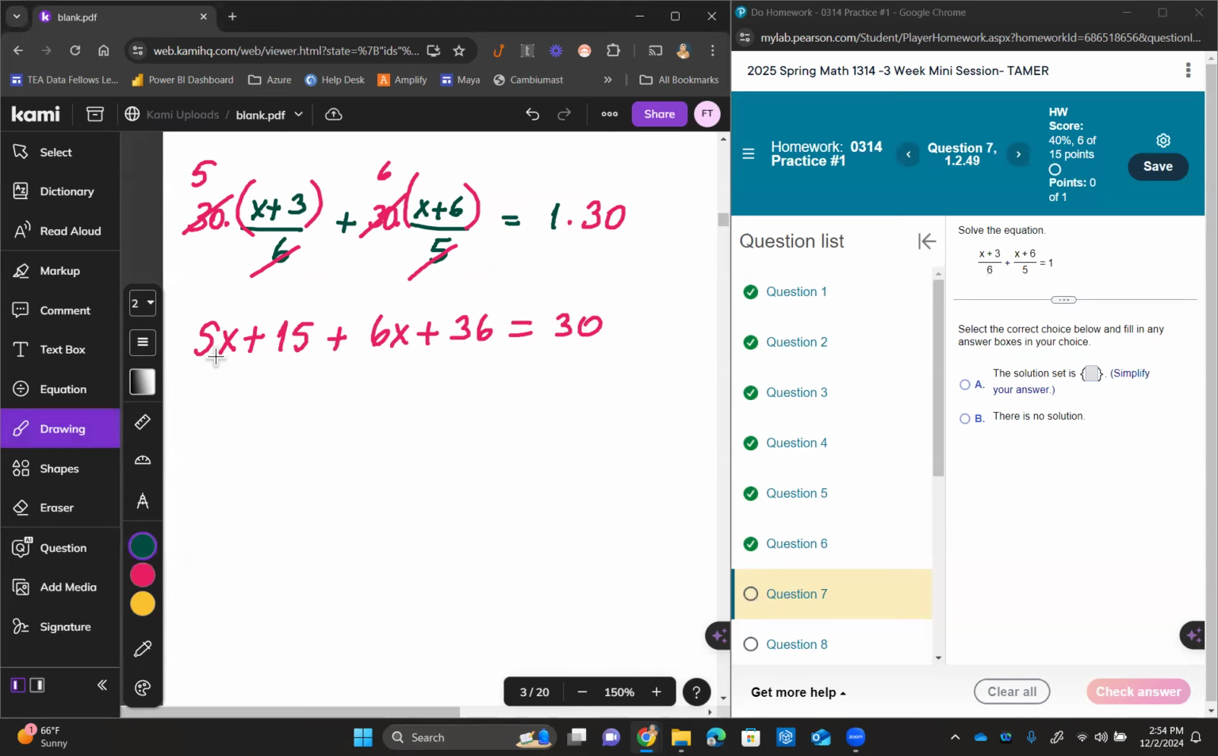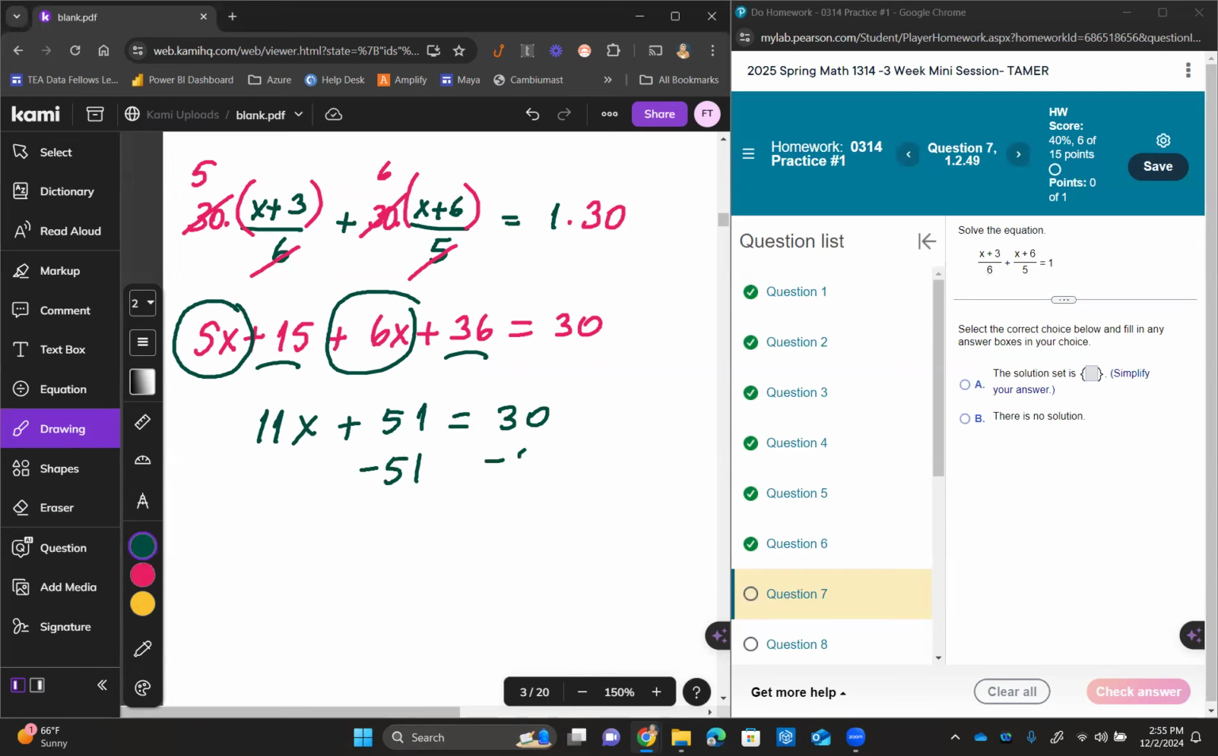No more fractions, and we just have a straight linear equation that we can easily combine the like terms and solve for x. I will combine 5x and 6x. When I combine positive 5x and positive 6x, I will have a total of 11x. Then I will combine positive 15 and positive 36. So when I add them up, that's going to give me a total of 51. And this will be equal to 30.